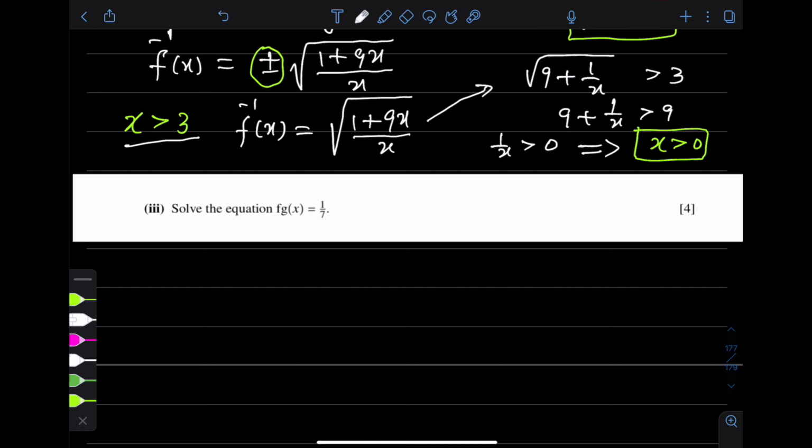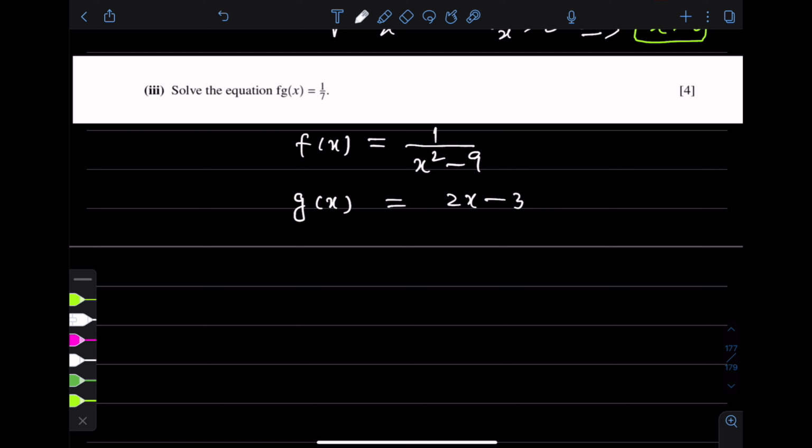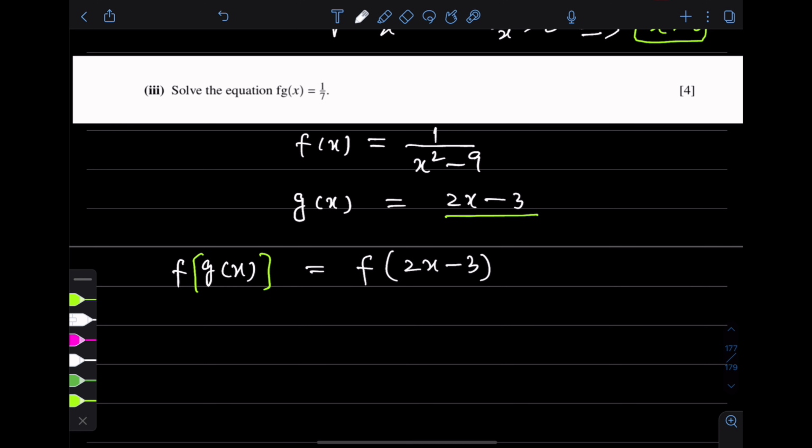Now the next part 3 is: solve the equation fg(x) is equal to 1 over 7. So this is the composition of functions. f(x) is given, that is 1 over x squared minus 9, and g(x) is another function, that is 2x minus 3. We have to find fg(x), putting the value of g(x) here. In place of g(x) we put 2x minus 3. Now in place of x in the original function f(x), here we put 2x minus 3.